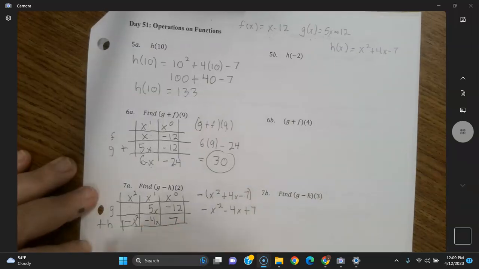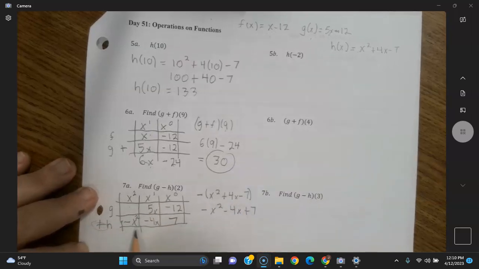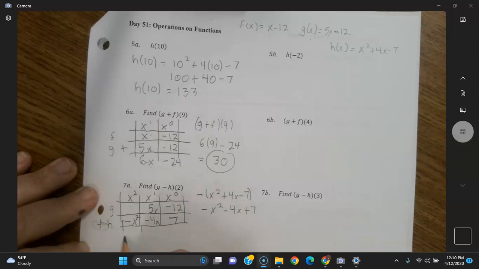Okay, so now you're adding. Okay, now that you changed the signs, you're not subtracting anymore, you're adding. So it's 0 minus x squared is minus x squared, and then it's 5 minus 4 is plus x, and negative 12 plus 7 is plus 5.